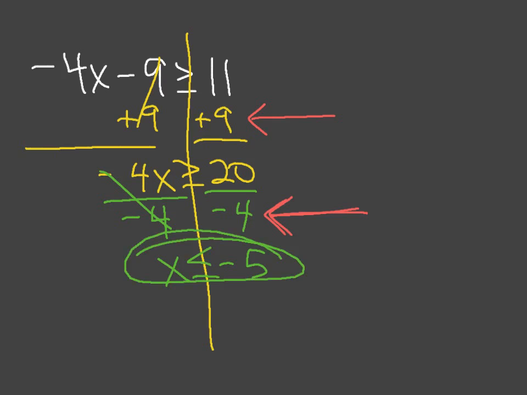So again, to recap, the whole point of this video is to tell you that whenever we're solving an inequality, we follow the exact same steps, except if we multiply or divide by a negative number, our inequality sign needs to change direction.